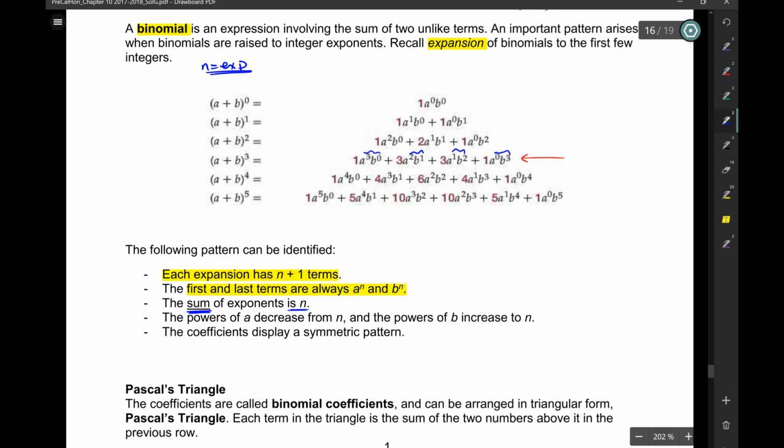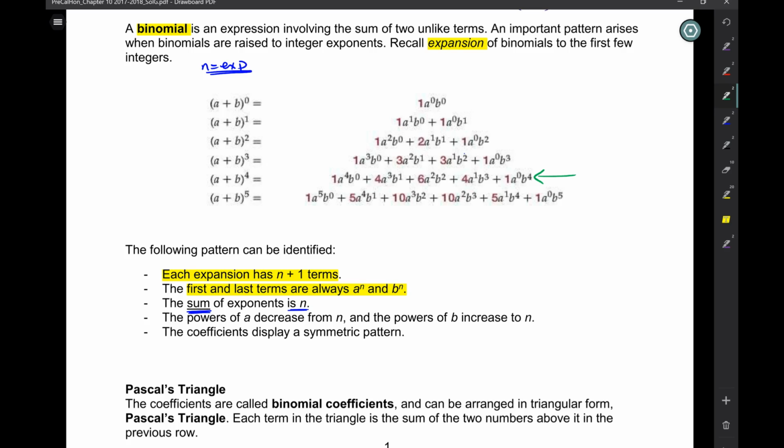Okay, let's talk about individual powers. Let's take this one this time. And let's look at the first term and the exponents of the first term, a. Look at this one. This is a plus b to the 4. So n is equal to 4. So it's a to the 4, 3, 2, 1, 0. And then b to the 0, 1, 2, 3, 4. So do you see that? The powers of a decrease from n, and the powers of b increase to n.